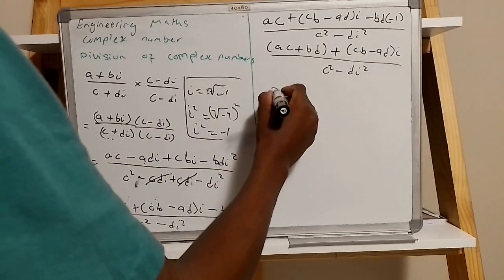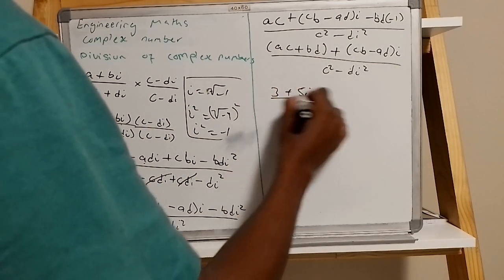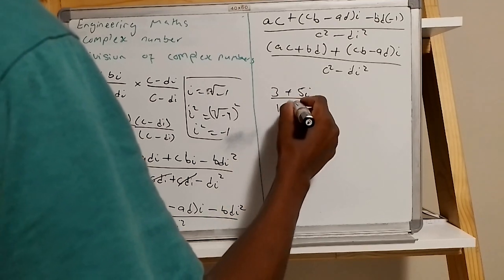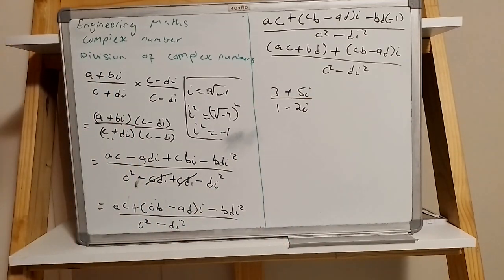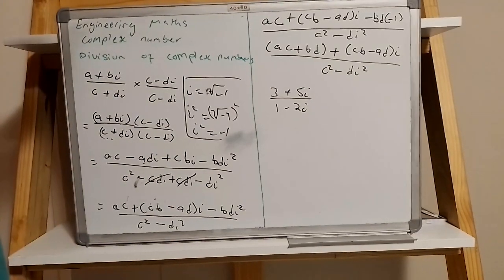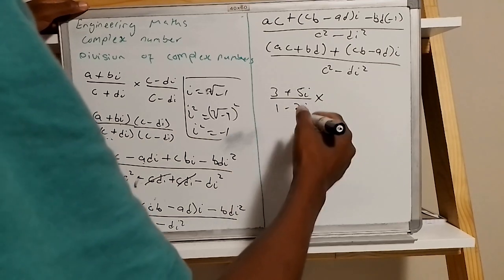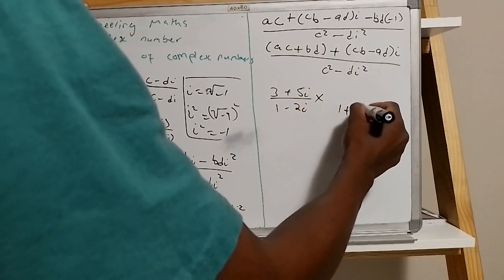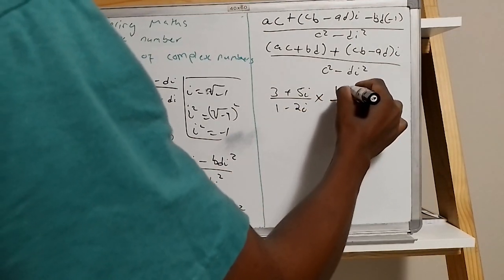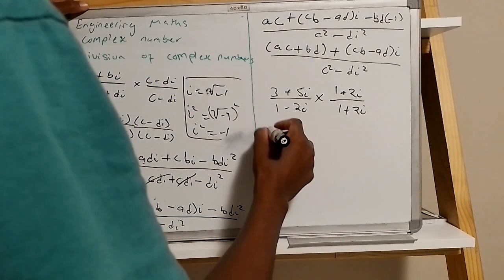I have (3 + 5i) over (1 - 2i). And they say, what do I need to do? I need to simplify this. For me to simplify this, I can just cross multiply by the conjugate. This will be 1 plus 2i.